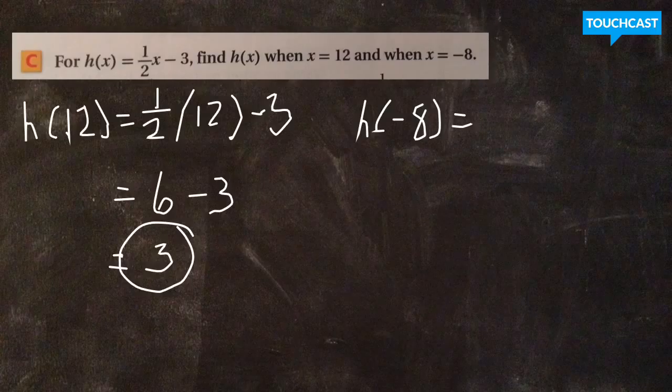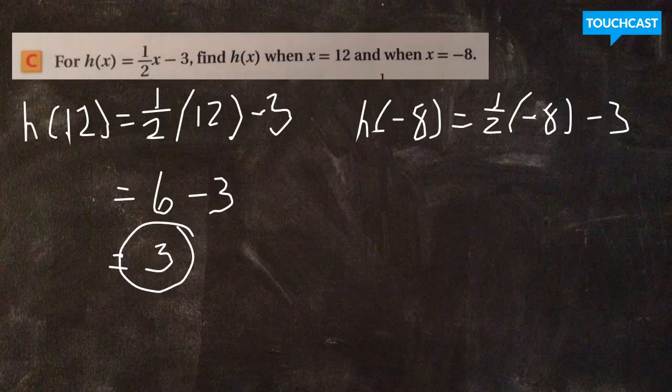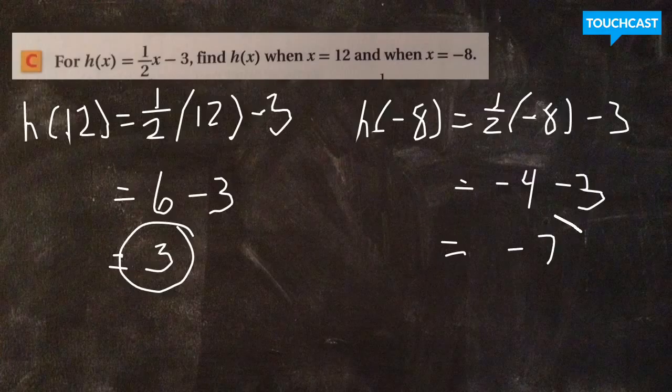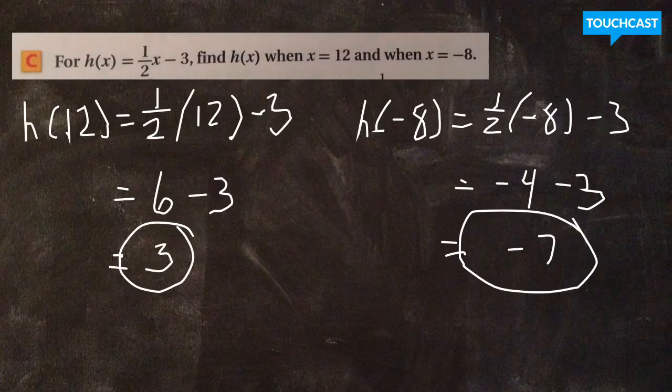H of negative 8 is equal to 1/2 times negative 8 minus 3. 1/2 of negative 8 is going to give us a negative 4. And if we subtract 3 from negative 4, that's going to give us a final answer of negative 7. So h of negative 8 is equal to negative 7, and h of 12 is equal to 3.